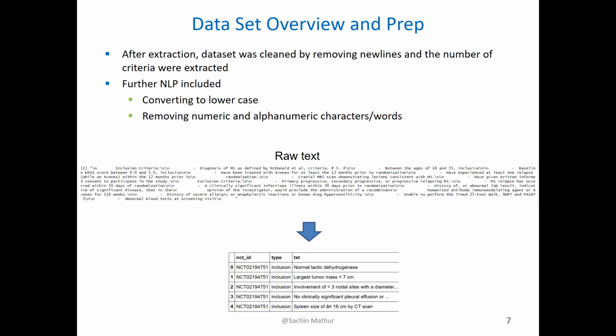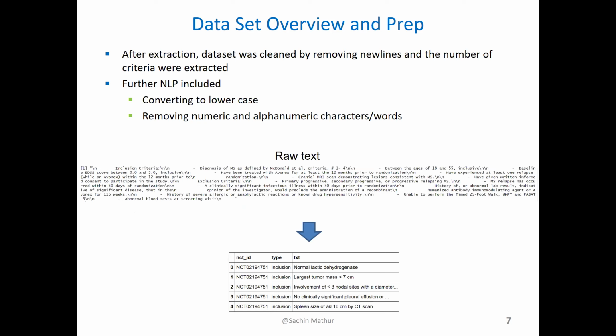So after extraction, the data was cleaned by removing new lines, and the number of criteria were extracted. Here is an example of the raw text, which you see as a single blob. And this has to be delineated into different criteria. For example, there are multiple criteria in this blob, and so they have to be extracted. This is done in RStudio.